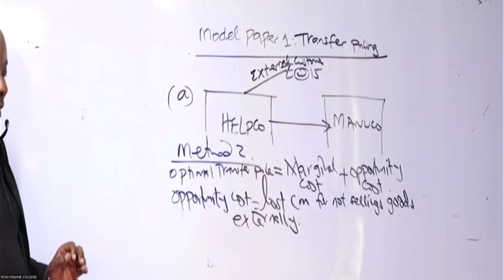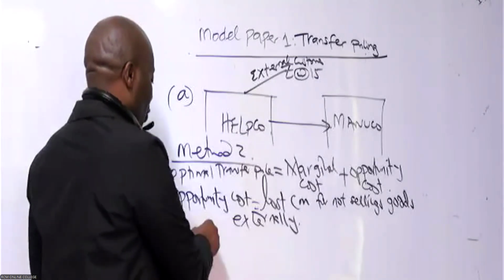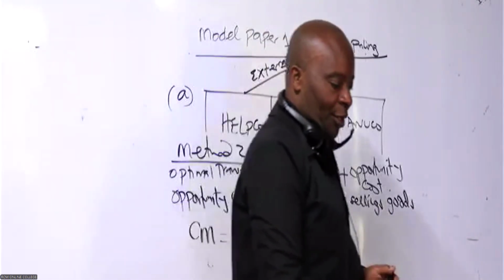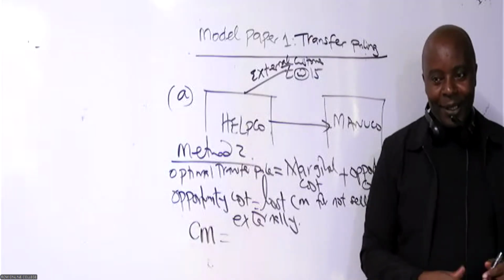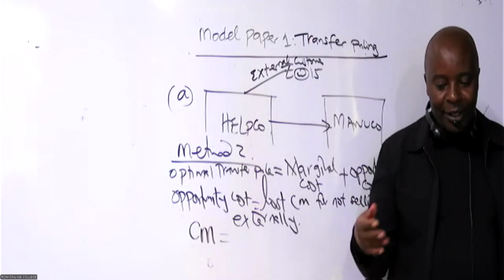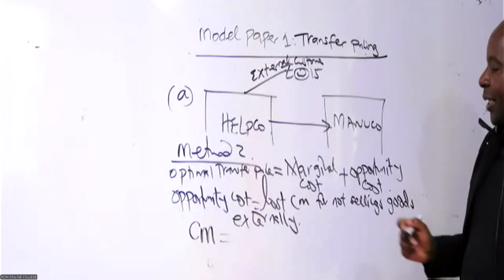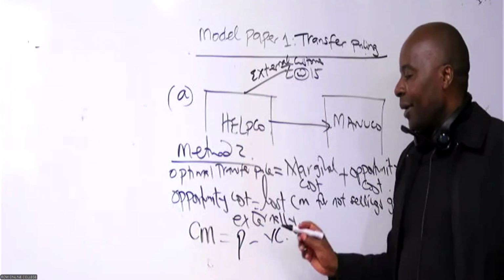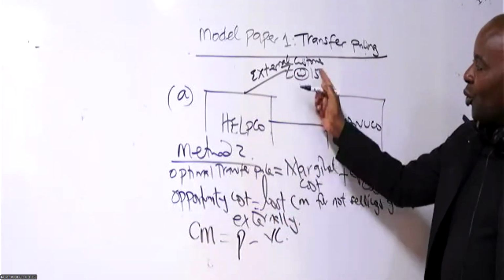Let me ask you a question, ladies and gentlemen. Is there somebody who is able to remember the formula of getting contribution margin? You guys, you ninja. How do we get contribution margin? It is selling price minus variable cost, isn't it? You see the online guys, great, they are right. So it is selling price minus variable cost.